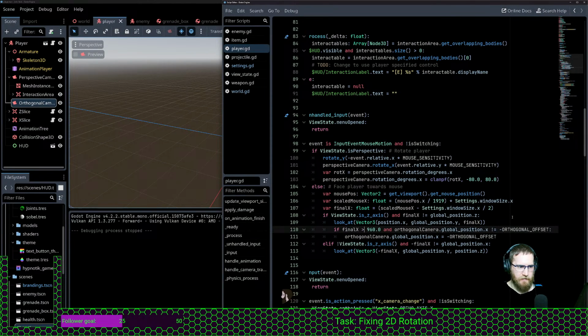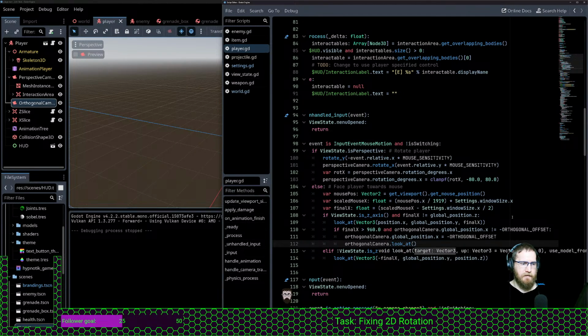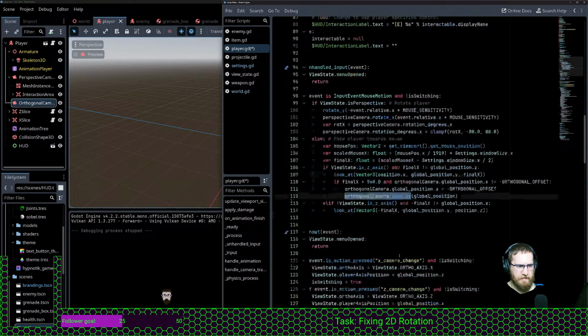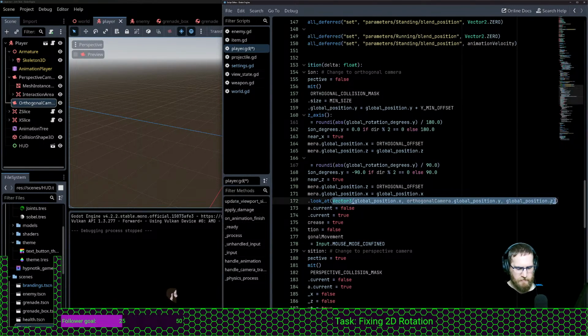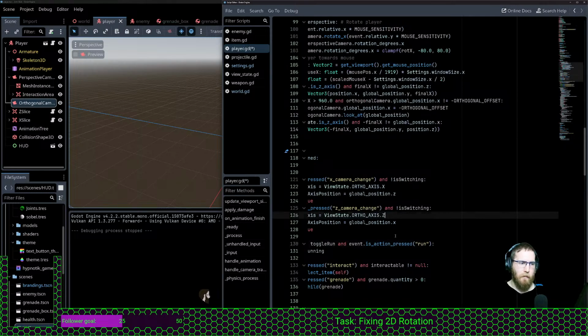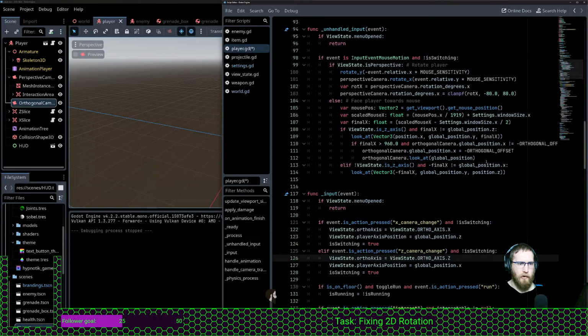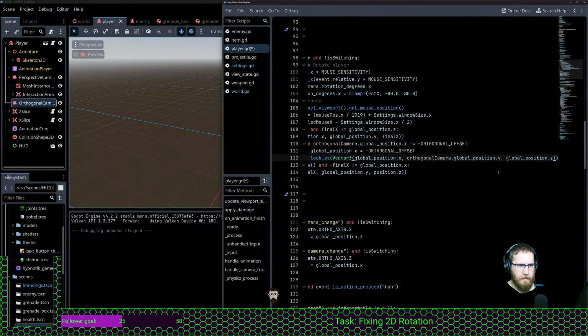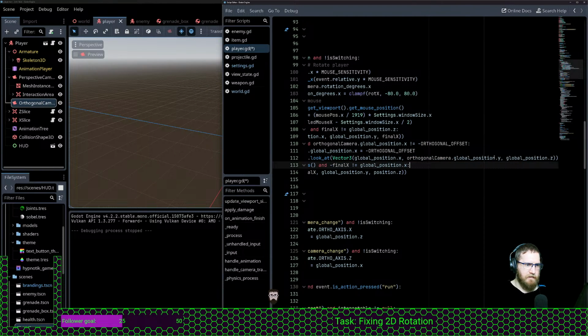So that needs to be greater than, and the orthogonal camera needs to look at the player's global position, but not exactly the player's global position. It needs to be doing this, because we've got to have that Y offset, otherwise the camera is going to be tilted. It's not. It looks horrible. If the code's ugly and it works, it does not matter.